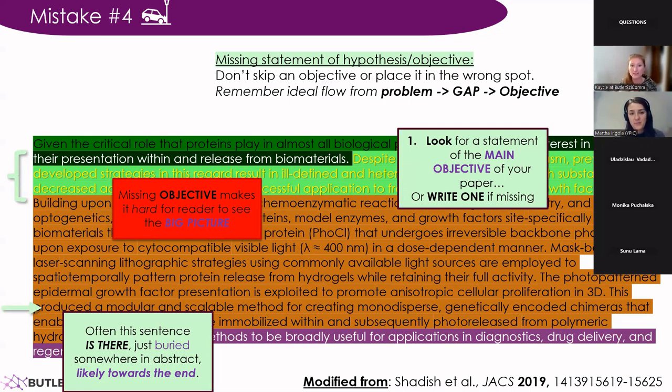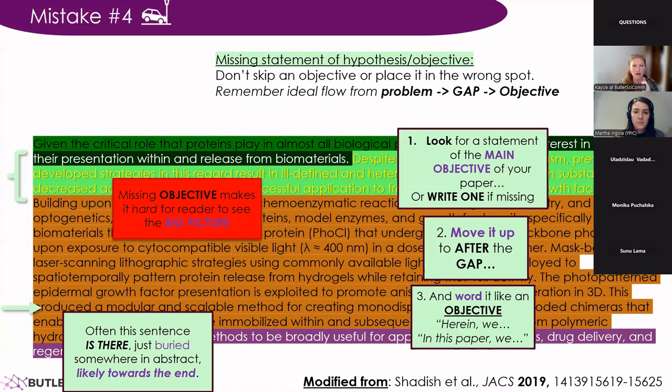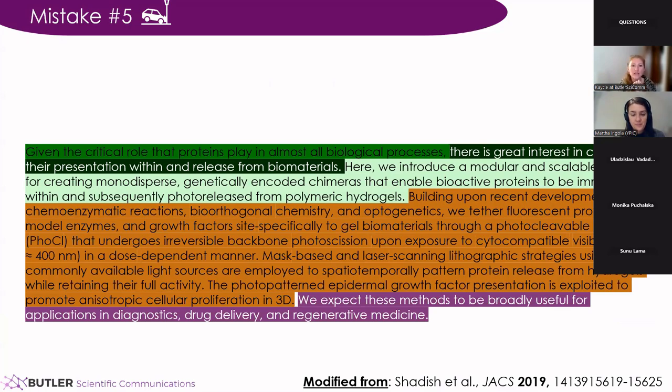But remember, this objective statement is going to be kind of that umbrella statement, overarching statement that covers your entire research paper. And it doesn't need to be listed as a result. It can be listed as an objective. But that's exactly what's going on here. This objective statement is buried in the bottom like a result. So what I would like for you to do is find it. Find that sentence of your results that is the whole objective of the paper, move it up to after the gap, and reword it so that it sounds like that objective statement. Okay? How about mistake number 5?